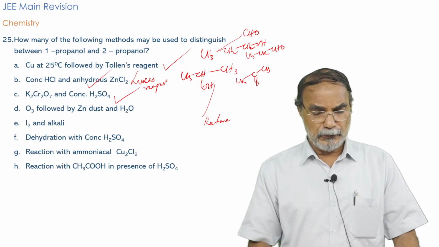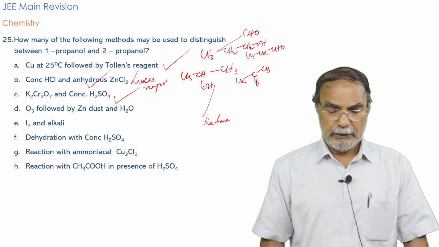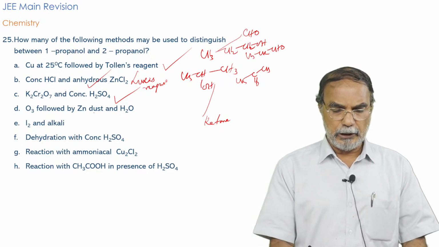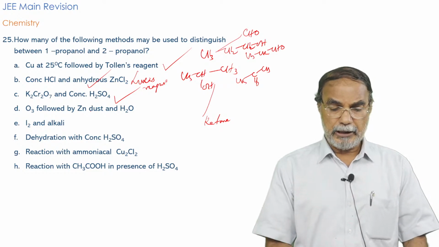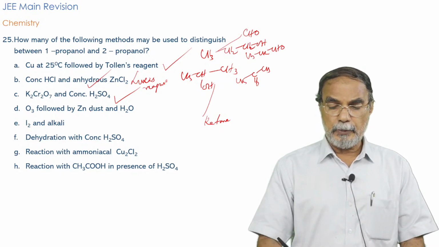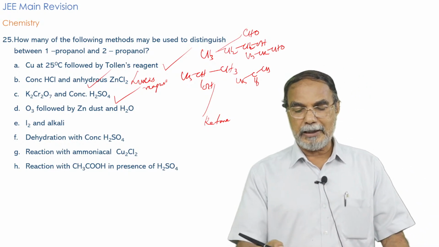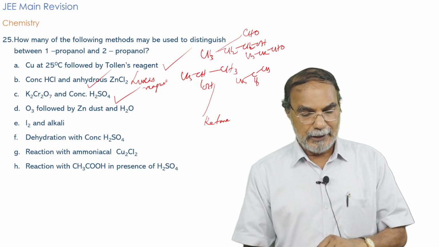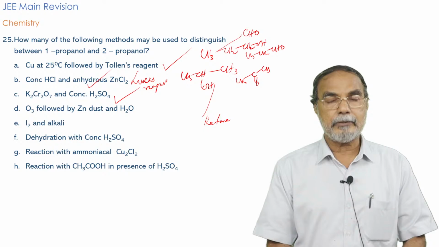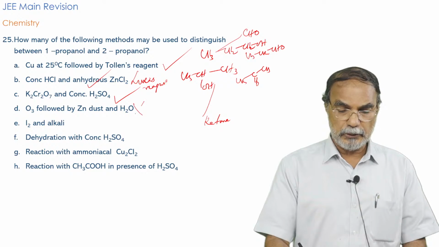And ozone followed by zinc dust and water, that's a reaction answered only by unsaturated molecules. So it cannot be used as a test here. Even if you are given dehydration followed by zinc dust and water, it would not be okay, because dehydration of both will give the same compound, propylene, and therefore the ozonolysis product will be the same. So in any case, ozonolysis will not work as a method of distinguishing between these two compounds, so it will not work.